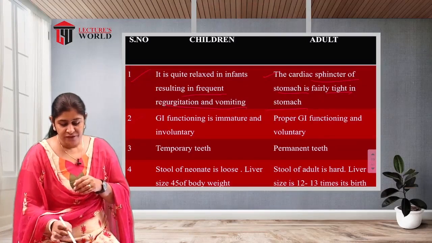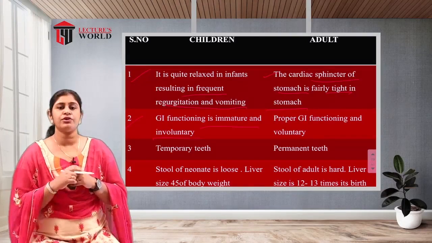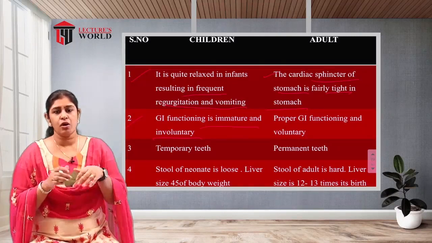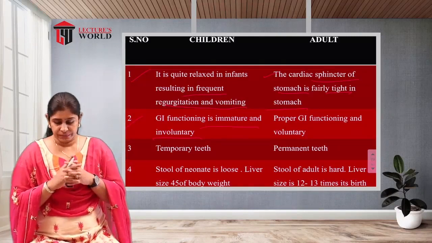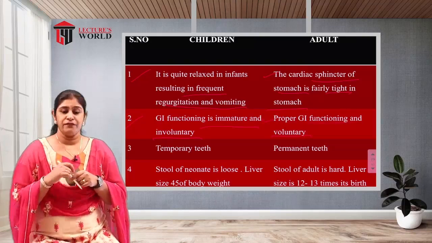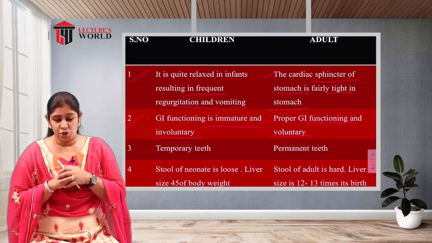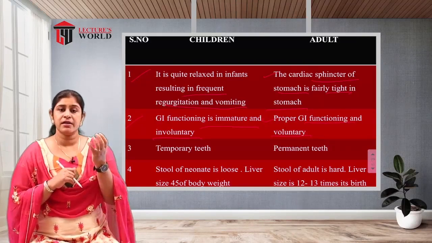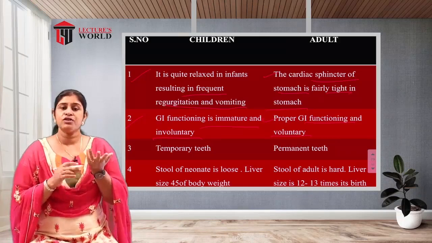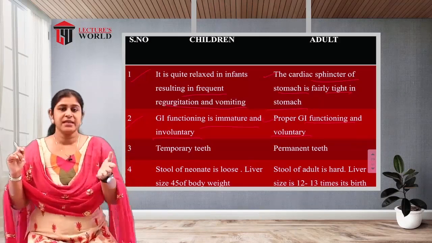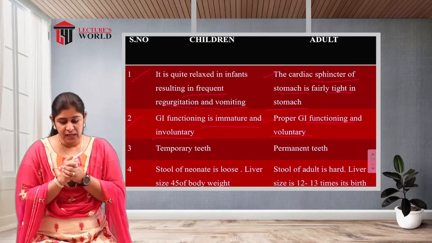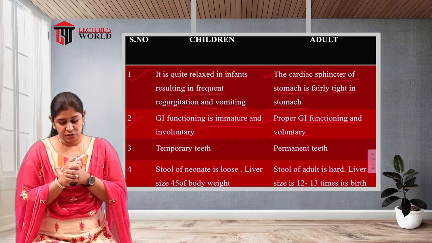The second point is that GI functioning is immature and involuntary. Whereas in adults, GI functioning is proper and voluntary. In adults it is done properly and functioning well. Why? Because it is already developed, whereas in children it is not yet developed. It is still developing. That is why it is immature and involuntary.